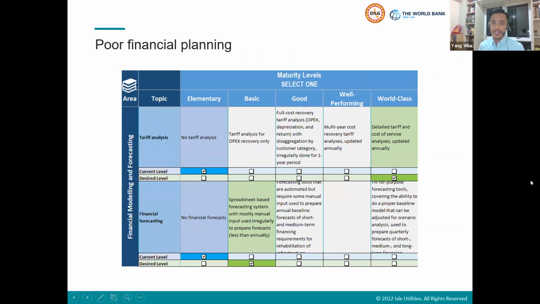In terms of financial planning, the reason why many of these utilities are unable to foresee investment requirements, for example, in addressing intermittent water supply, is because they do not have the practice of tariff analysis and financial forecasting. Therefore, they need to be trained on these aspects of financial management for them to start looking forward. What do we really need in terms of investment and capital in the next 5 years? And how can this address our issues of continuity of supply and coverage?